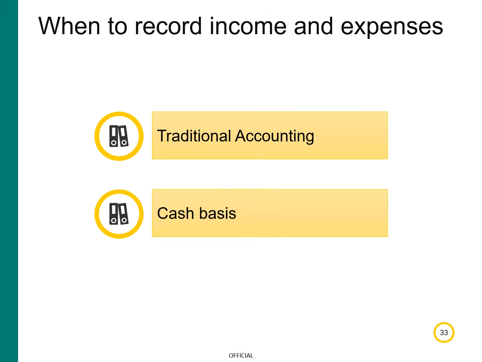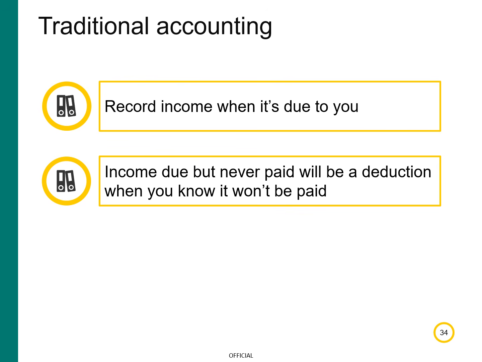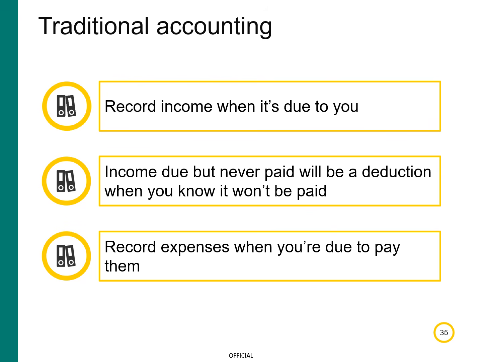Firstly, I'll just mention how you record your income and expenses. It depends on the accounting method you're using. These are traditional accounting or cash basis. When you use traditional accounting, sometimes known as accruals basis, record your income when you're due to receive it, whether it's been paid to you or not. Income due to you but not paid will be allowable as a deduction only when you know it won't be paid. Similarly, record your expenses and deductions when you're due to pay them, even if you don't pay them when they're due.